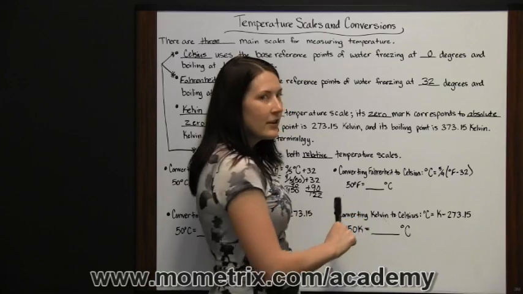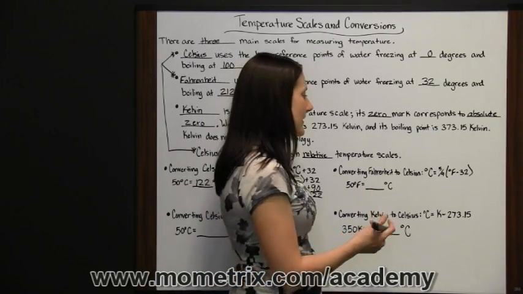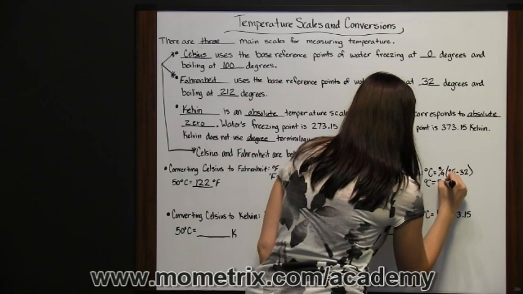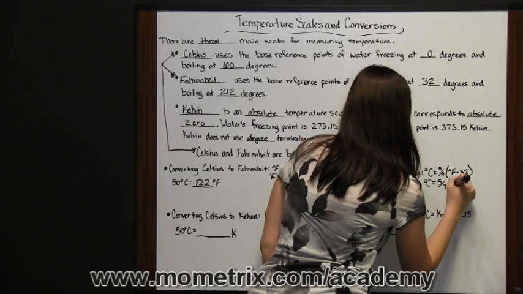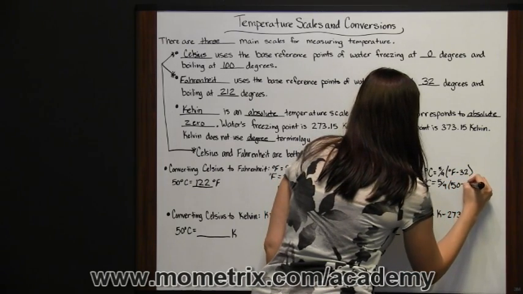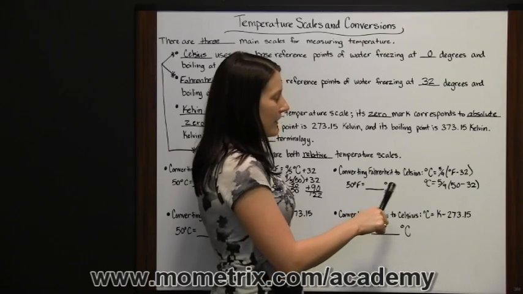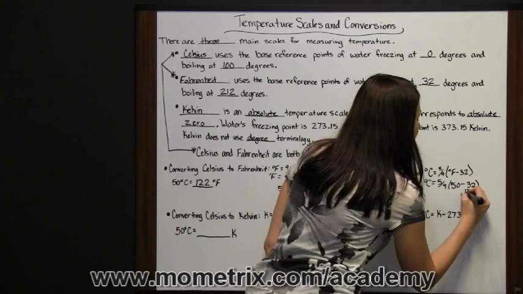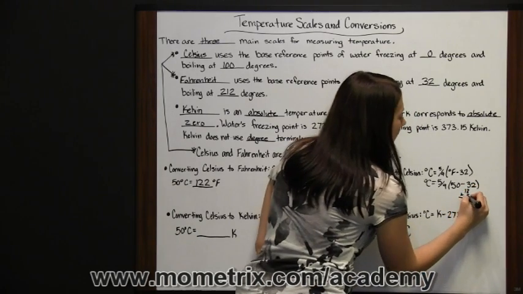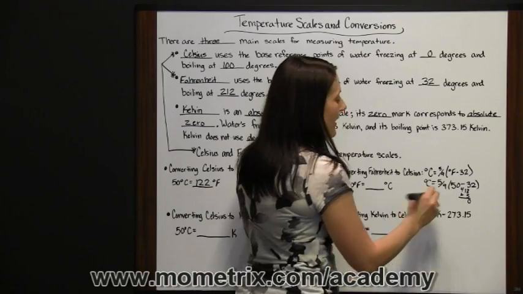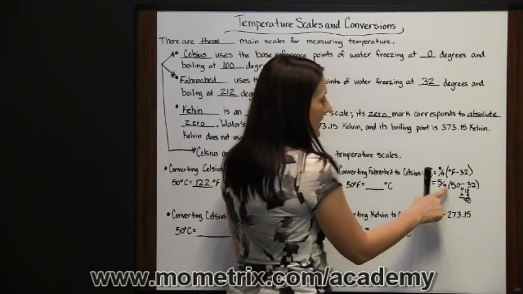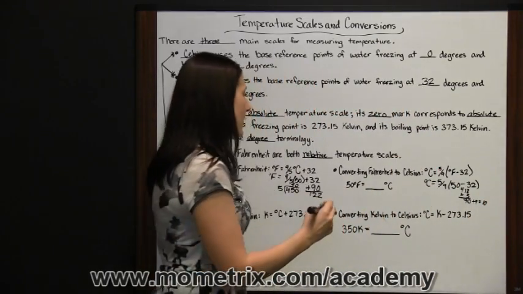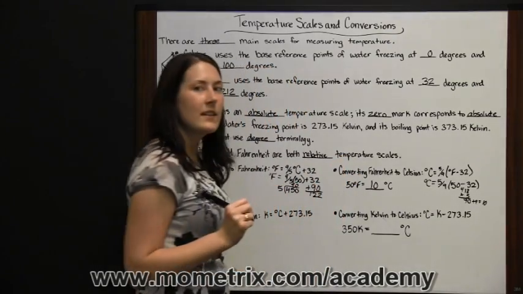Let's look at 50 degrees Fahrenheit. Let's convert that to degrees Celsius. So we're going to plug in degrees Celsius equals 5/9 times 50 minus 32. Okay, so 50 minus 32 is 18, and we need to do 18 times 5. 8 times 5 is 40. 5 times 1 is 5, plus 4 is 9. And then 90 divided by 9 equals 10. So 50 degrees Fahrenheit equals 10 degrees Celsius.